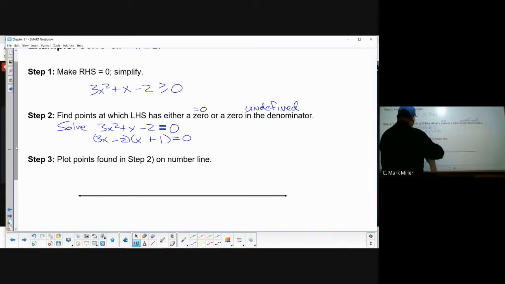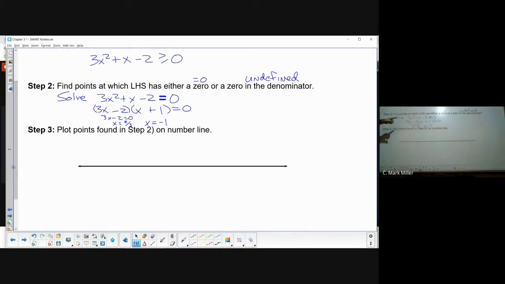You're either going to have 3x minus 2 equals 0, or x equal 2/3, or you're going to have x equal minus 1. Those are the solutions to this quadratic equation. They are the places at which it can change signs. Now, if you paid attention to the last slide, you know that it will change signs there.